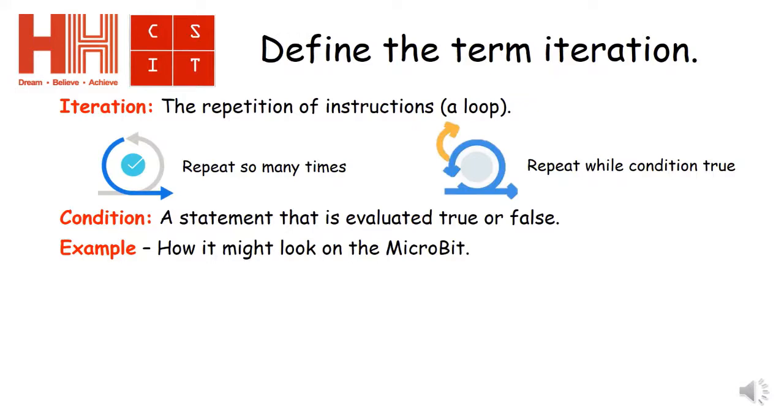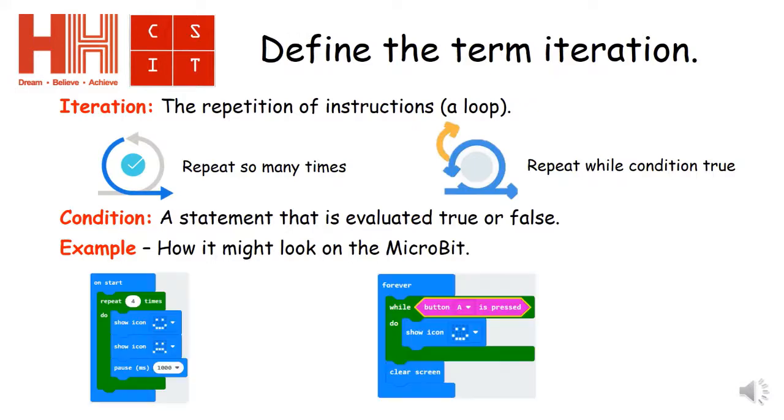Now, an example of how this might look on the Microbit is as follows. So first of all, for repeating so many times, you can see we've got a piece of code where at the start we might iterate 4 times, and those are the instructions that we are repeating 4 times. So it'll go happy, sad with a 1 second pause, happy, sad, 1 second pause, and it will do that 4 times. The code will then end.